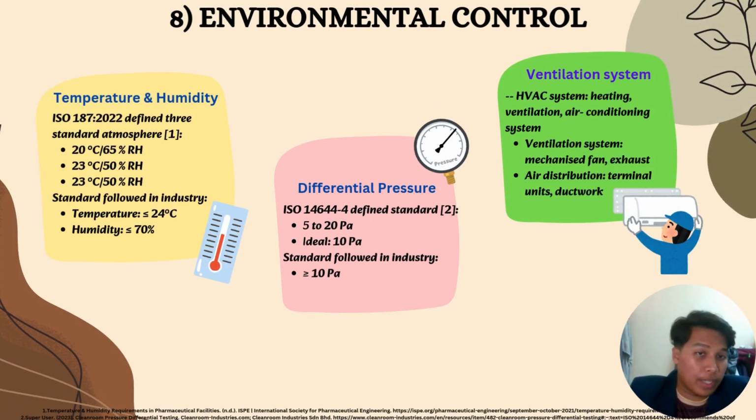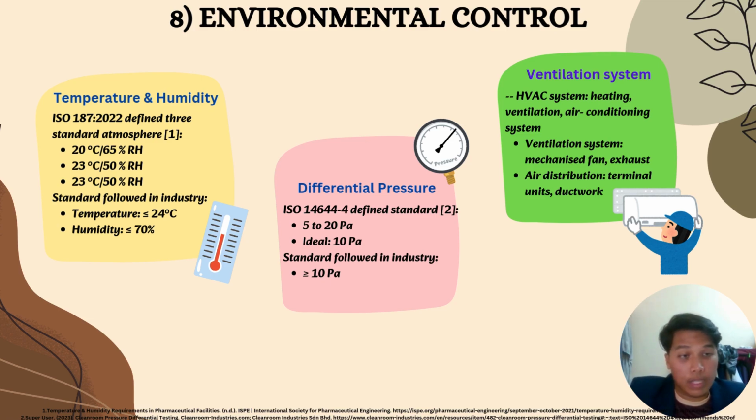All right, next we move to the environmental control. There are three factors that influence the environmental control. The first one is temperature and humidity, which follows ISO 187:2022, the standard atmosphere, which is 20 to 23 degrees Celsius and 50 to 65% relative humidity. But industry follows temperature less than 24 degrees Celsius and humidity less than 70%. Next is differential pressure, which follows ISO 14644-4, defined as the industry standard of more than 10 Pascal.